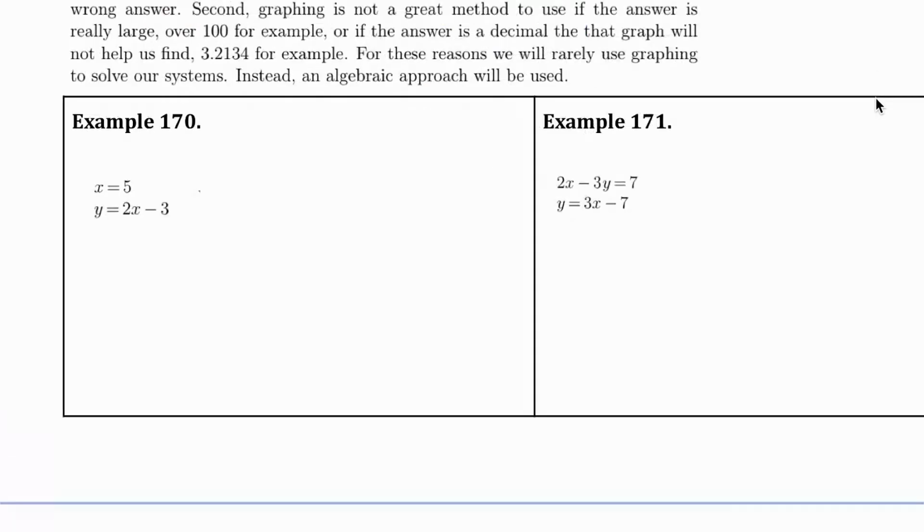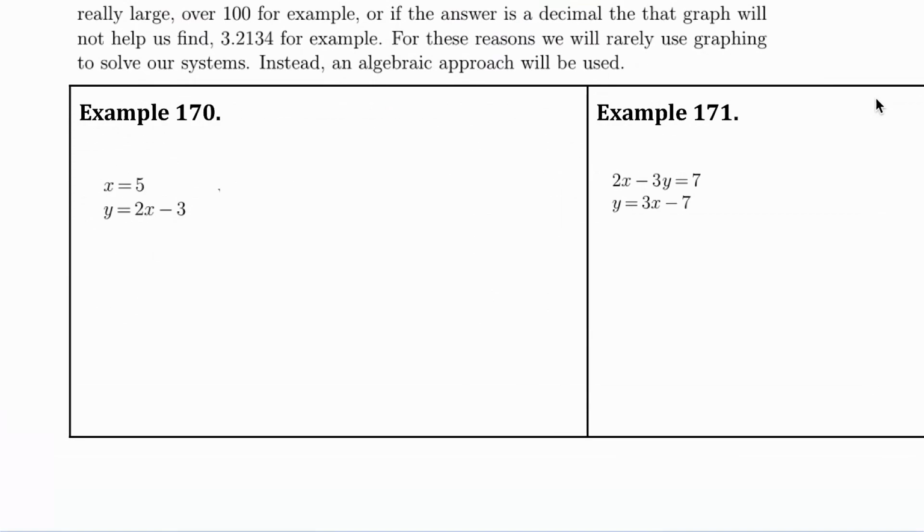So starting with example 170 here, we have two equations, x equals 5, y equals 2x minus 3. The nice thing about this one is we're actually given the value of x. So we know that the x value of our solution is positive 5. And now we just need to know the y value. So if we have x equals 5, all we have to do is substitute that in for x right here and see what our y value is going to be.